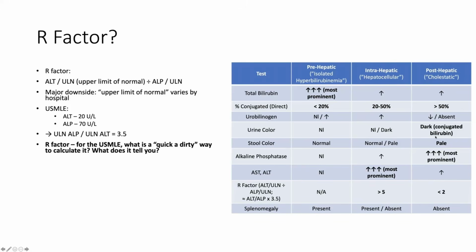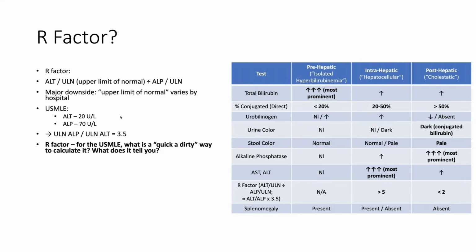So what would be, if you followed this, and I don't think I did a very good job of explaining this, so you probably couldn't follow it, but we'll see. Sujith, what would be a quick and dirty way to calculate the R factor? So ALT over the upper limit of normal divided by ALK-Phos over the upper limit of normal. What would be a quick and dirty way to calculate it? And what does it tell you?